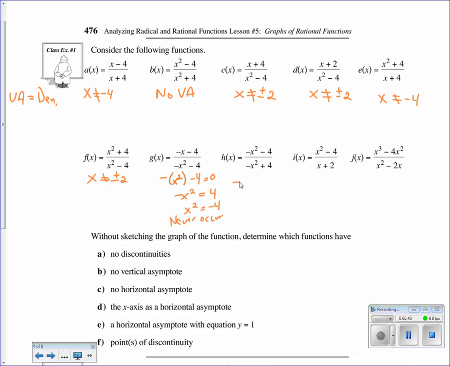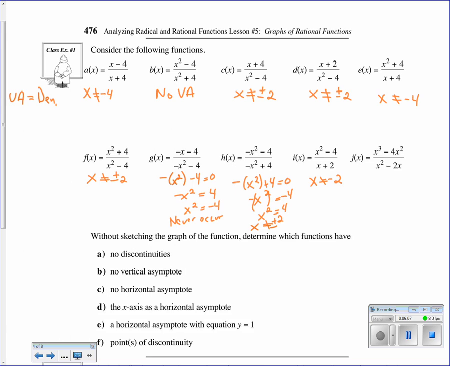In H, I've got that same statement, negative bracket x squared plus 4. When is that going to be equal to 0? That's negative x squared is equal to negative 4. That's x squared equals 4. Here I've got a problem. X cannot equal plus or minus 2. Here I continue with my problem. X cannot equal negative 2.